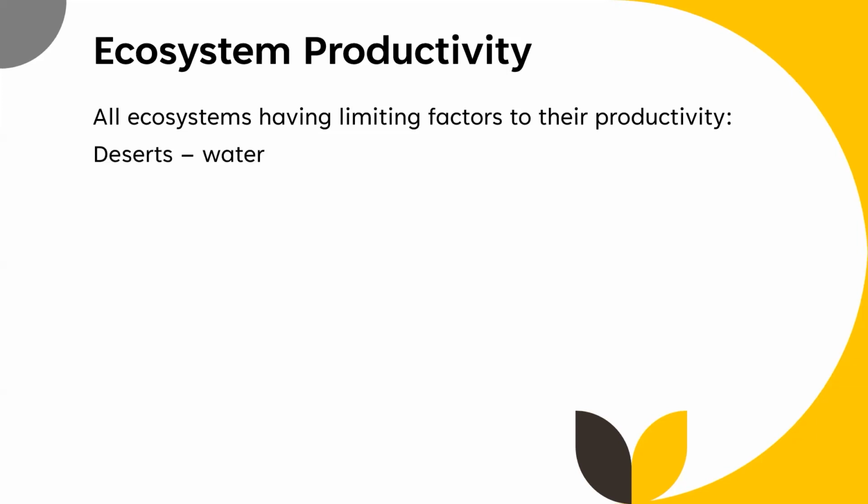For some examples, in deserts, generally the limiting factor for plant growth, and thus the number of animals that can eat the plants and the number of predators that can eat those animals, is going to be water. There's just not enough water in deserts to have a lot of productivity there.